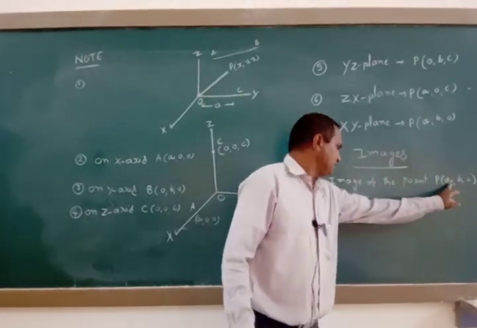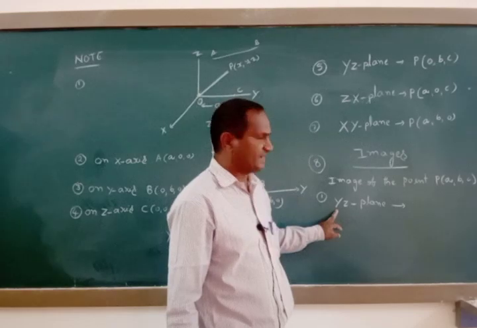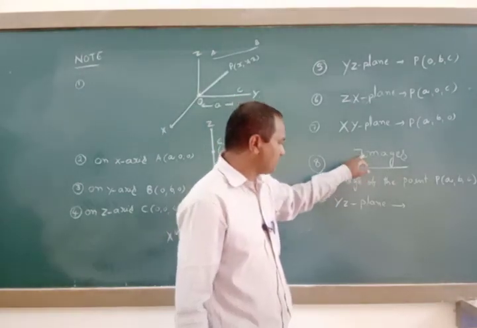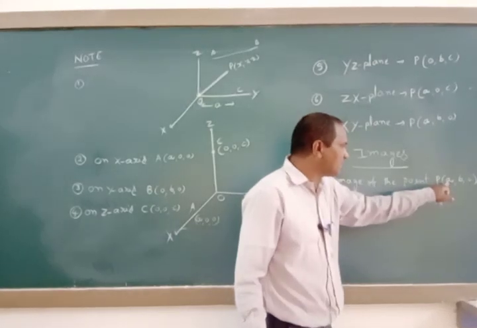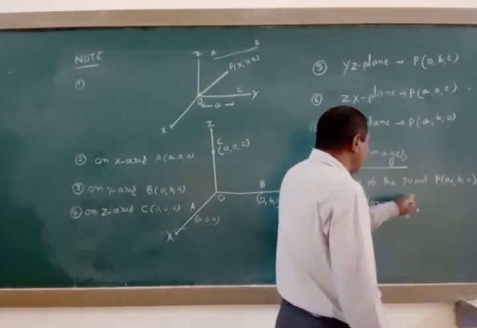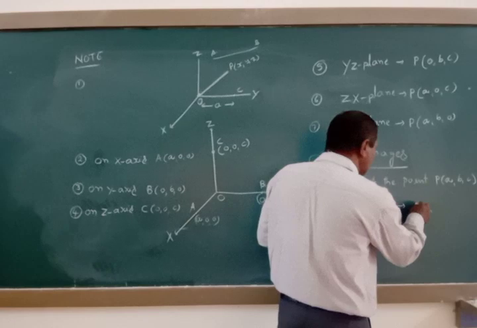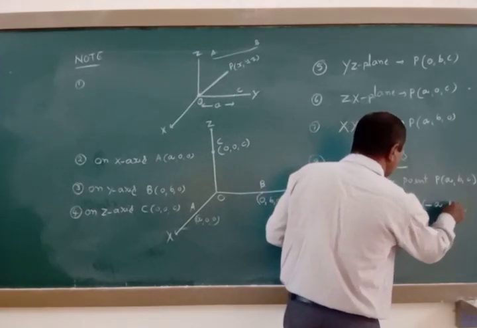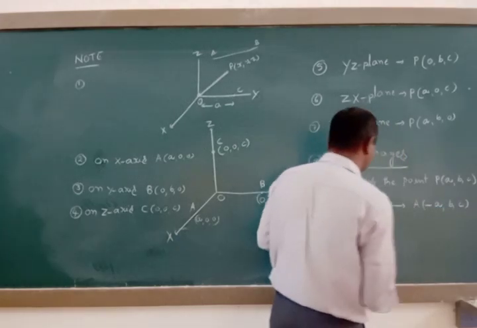In the YZ plane, we will not see the x term. Image means opposite, so we must take the opposite sign to the x coordinate. In the YZ plane, its image becomes A(-a, b, c).